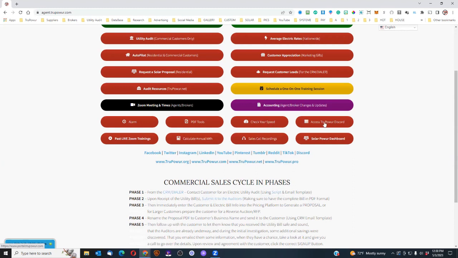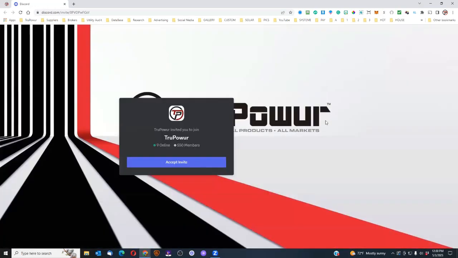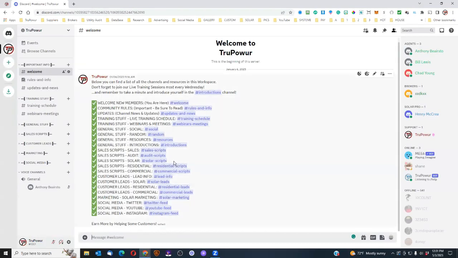Access to the TruPowur Discord platform is right here. And so if you hit accept and invite, if you're already logged into Discord, then it should just take you right in there. There is a lot of valuable information available in the Discord.